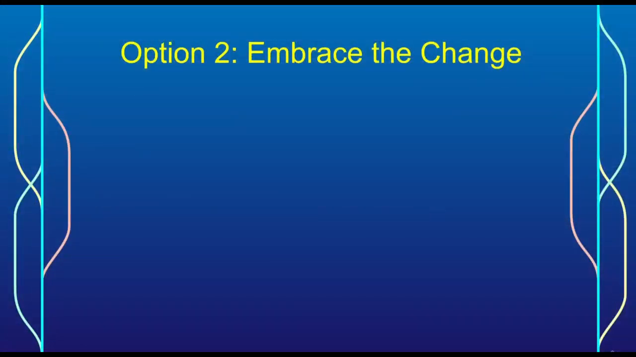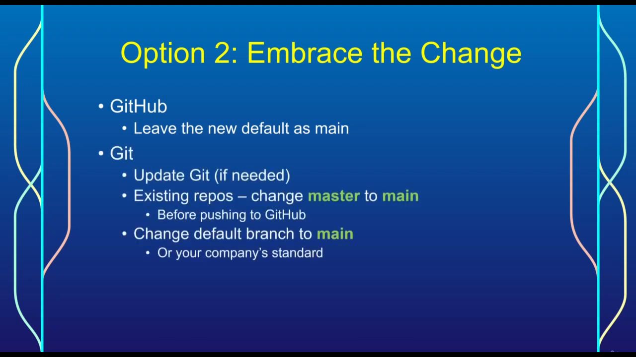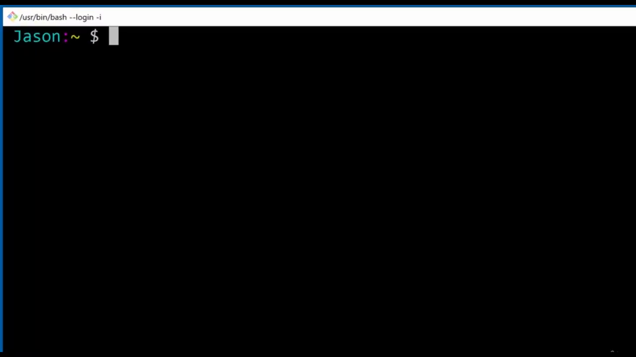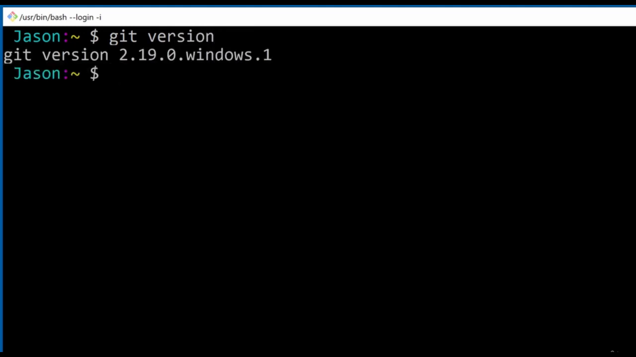The second approach would be to just embrace the change. In this case, you would simply leave the new default as main, and make the adjustments on your local side accordingly. First, we need to start off making sure our version of Git is at least 2.28 or later. If not, we need to update it before proceeding.